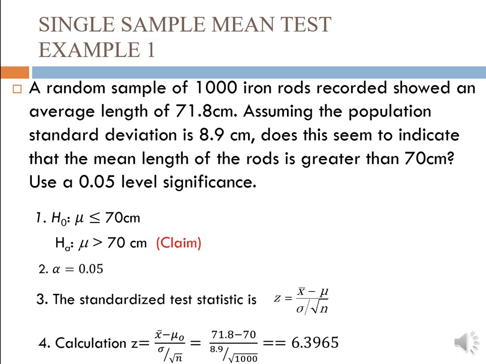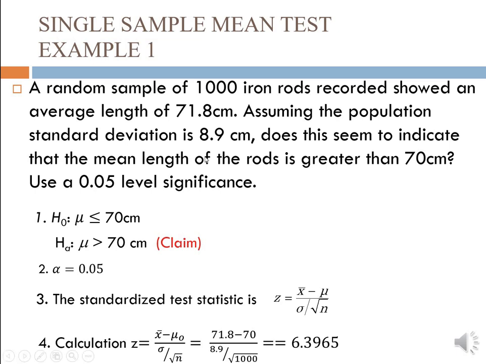Let's take an example for demonstration. Test on single mean. A random sample of 1,000 iron rods recorded showed an average length of 71.8 centimeters. Assuming the population standard deviation is 8.9 centimeters, does this seem to indicate that the mean length of iron rods is greater than 70 centimeters? Use alpha equals 0.05 significance level.